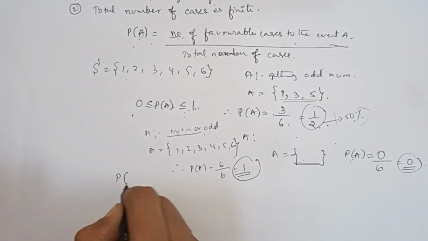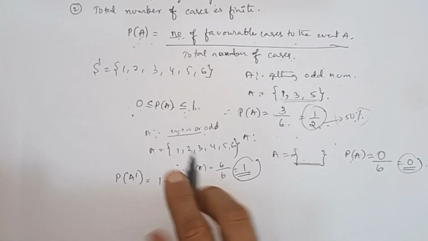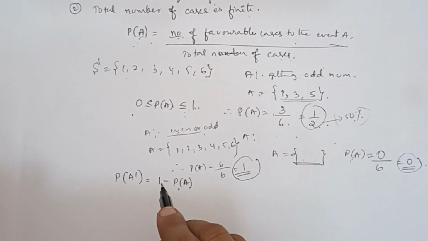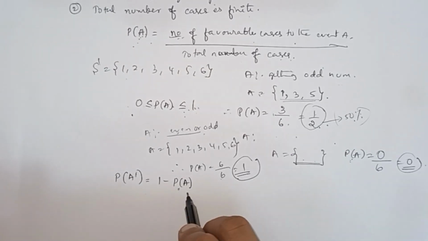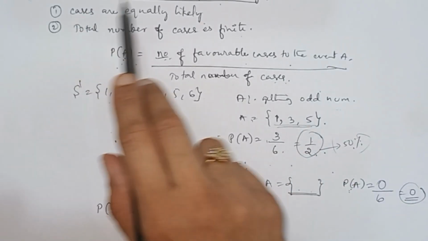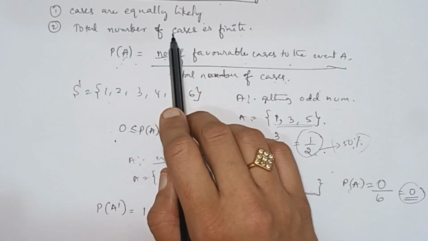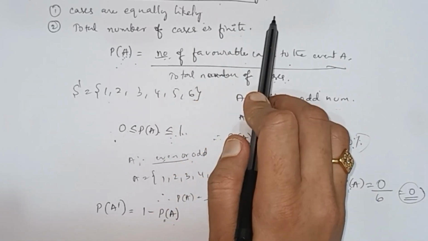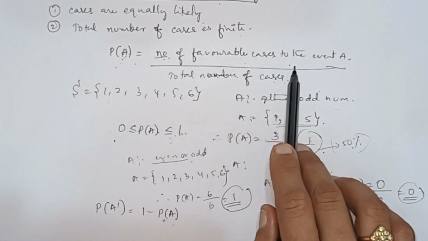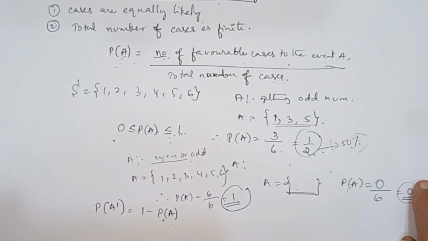Now, if you want to find out P of A dash, the probability of A dash, then it is equal to 1 minus P of A, because the total probability of events must be equal to 1. P of A plus P of A dash must be equal to 1. Hence, P of A dash is equal to 1 minus P of A. You have to remember one more thing. The classical definition of probability fails if the cases are not equally likely and there are an infinite number of outcomes for the given random experiment. So in that case, you can't apply P of A as this formula, the number of favorable cases to the event A by the total number of cases. That won't apply if these conditions are violated.